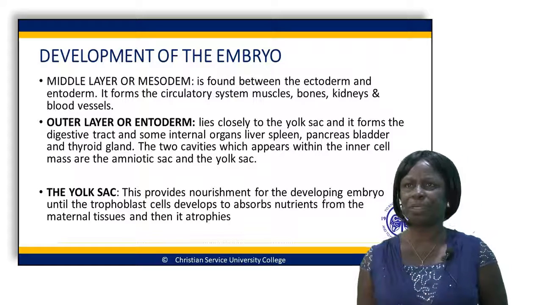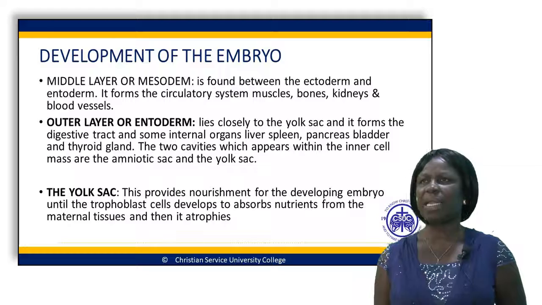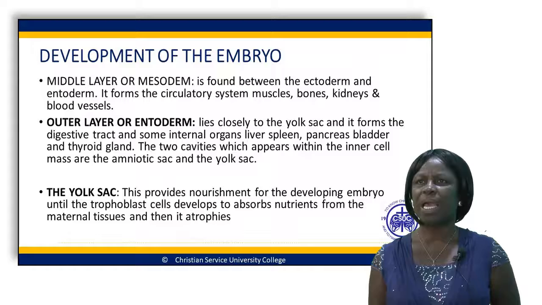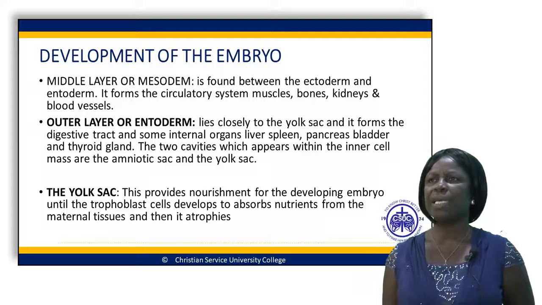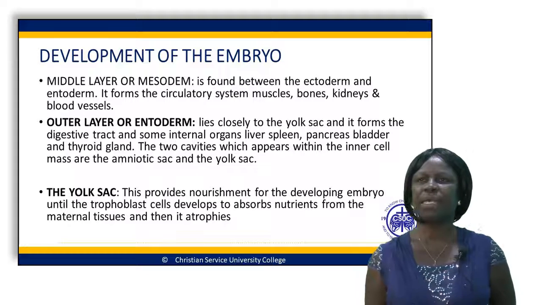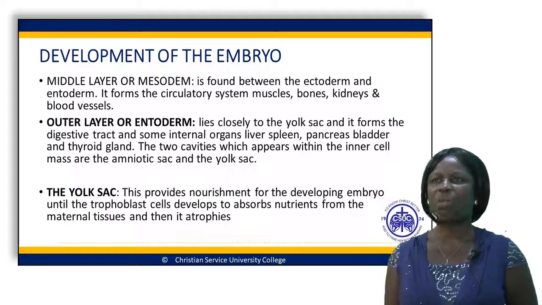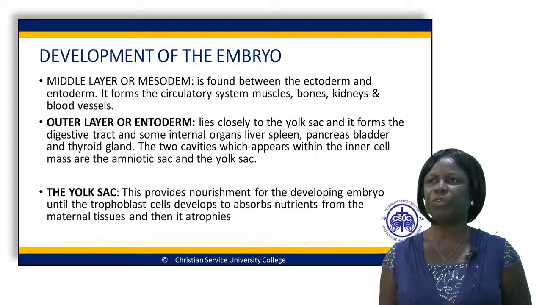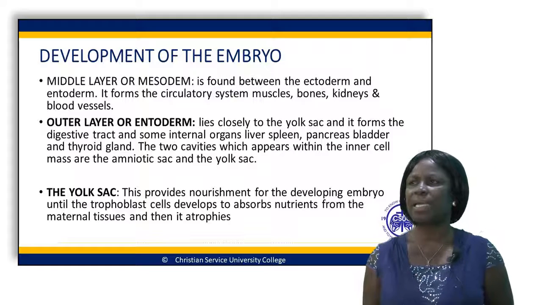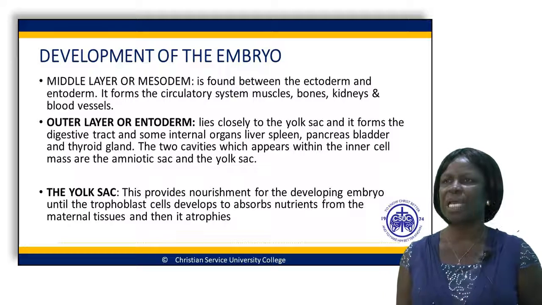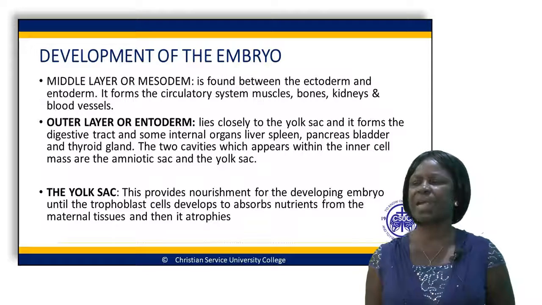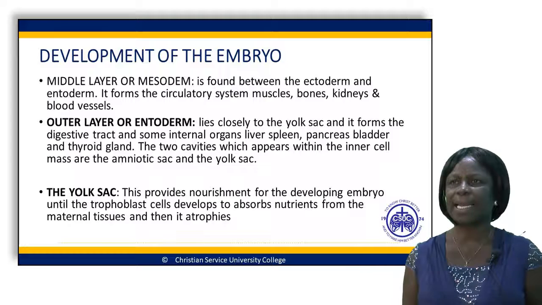Development of the embryo continues. The middle layer, or mesoderm, is found between the ectoderm and endoderm. It forms the circulatory system, muscles, bones, kidneys, and blood vessels. The outer layer, or endoderm, lies closely to the yolk sac, and it forms the digestive tract and some internal organs like the liver, spleen, pancreas, bladder, and thyroid gland.